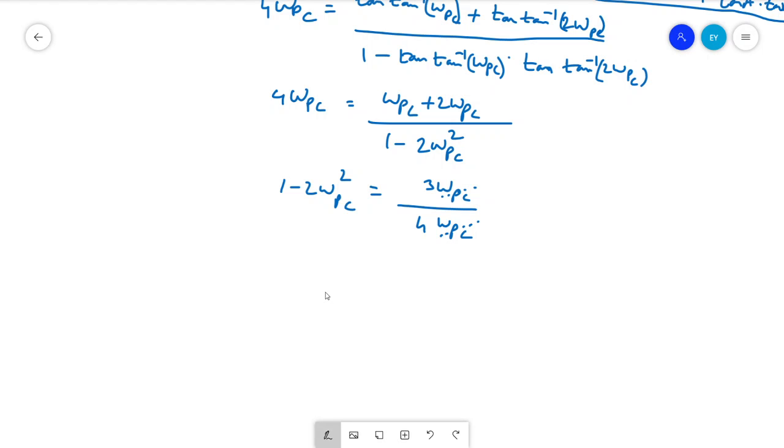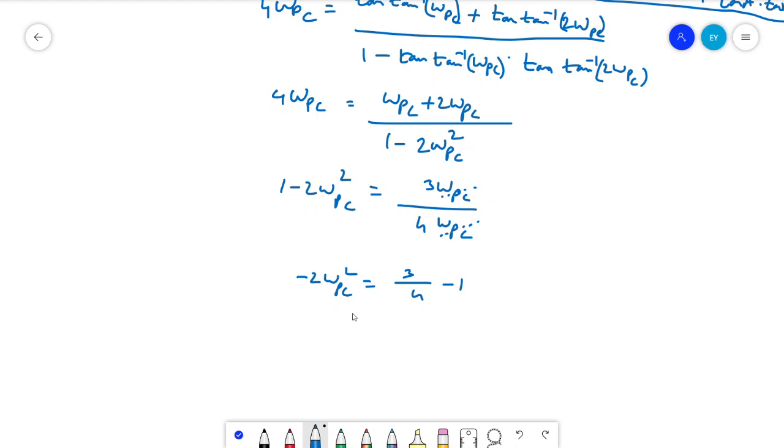So 3 by 4 is equal to 1 minus 2 omega pc square, and 3 by 4 you can take the 1 this side, so minus 2 omega pc square is equal to 3 by 4 minus 1, and omega pc is equal to the root of 0.25. This is actually minus you have, right? So send minus this side. So this will become omega pc square equals minus 0.25 divided by minus 2. Okay, so this will be 0.354 radians per second.